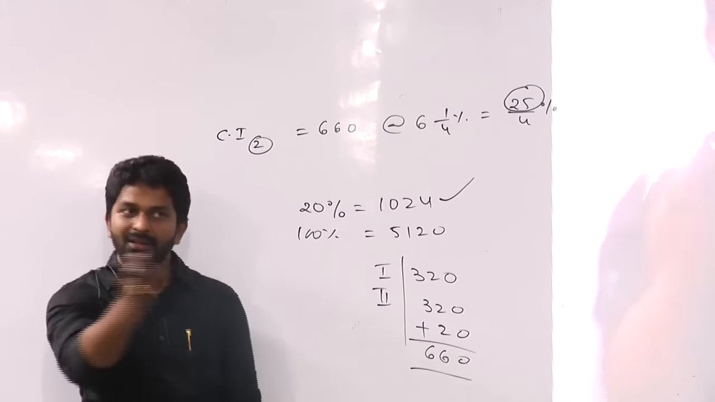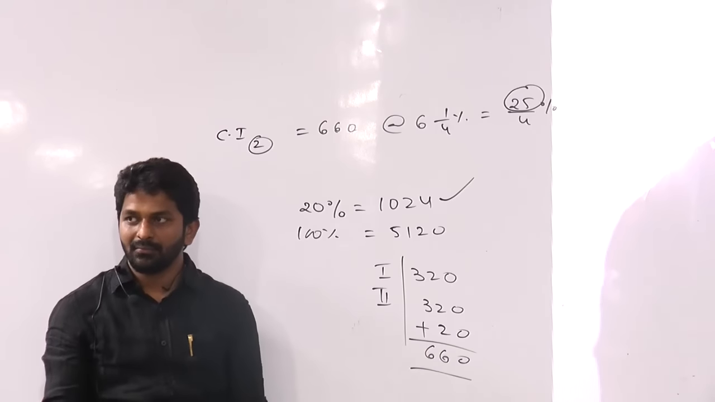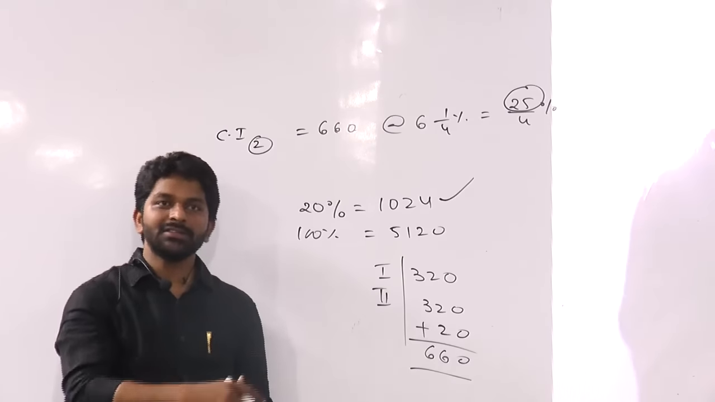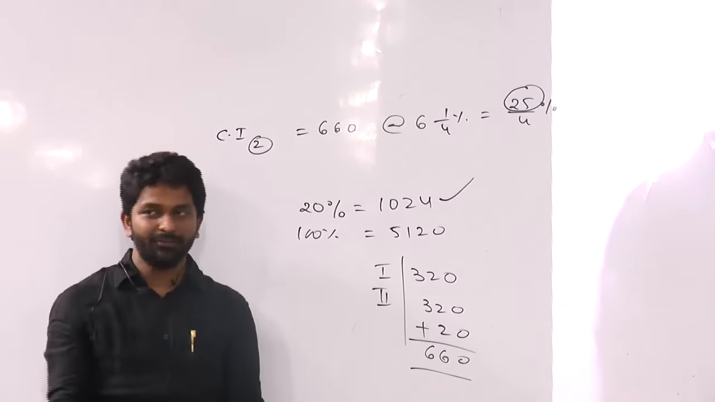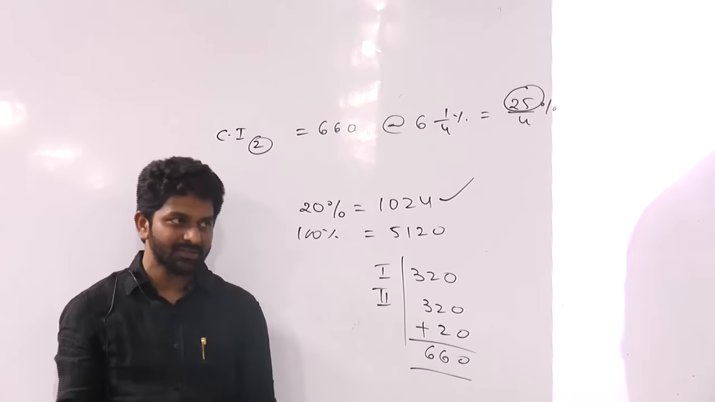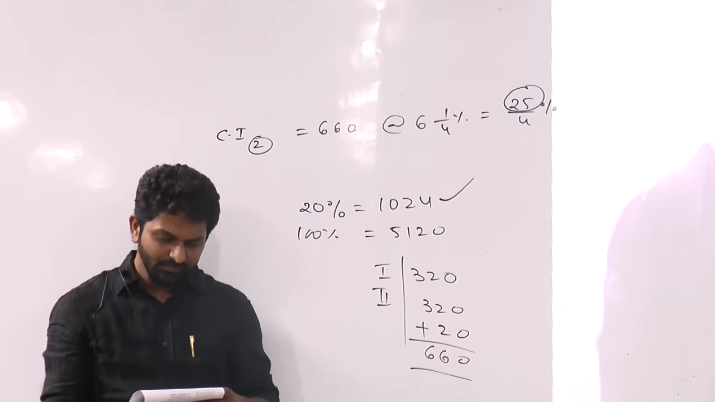Otherwise you will have to use the formula. Or else you need to calculate 1/4% of 6.1/4%. The first method that I have discussed. Next.